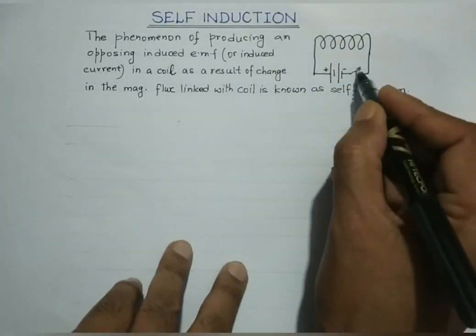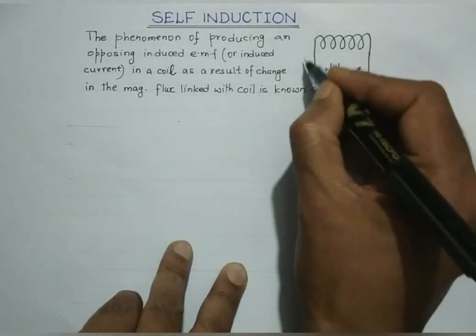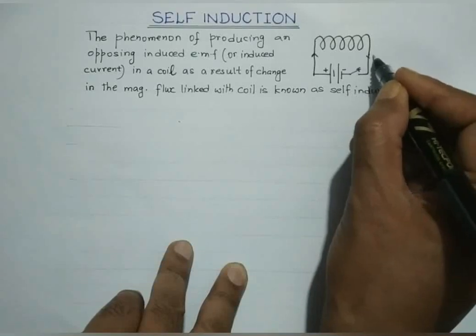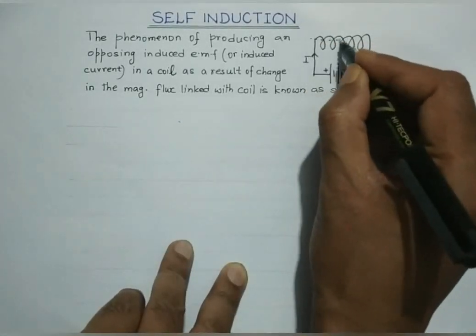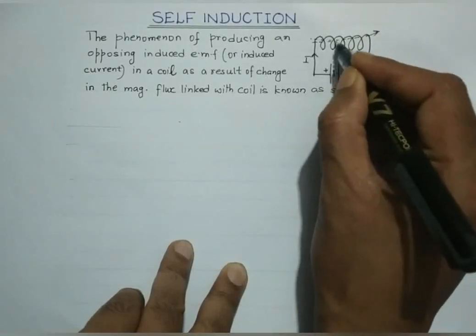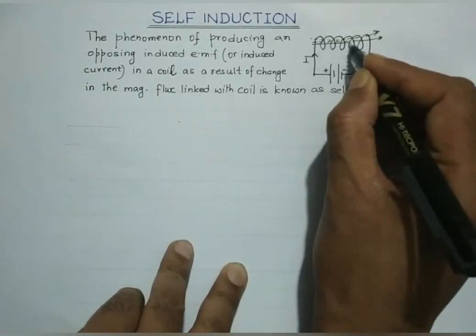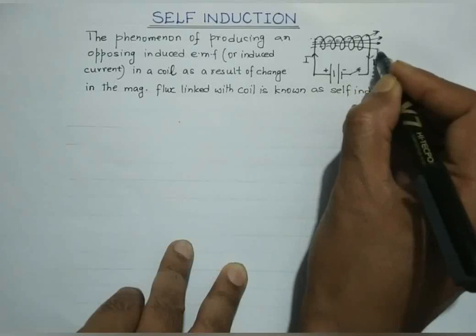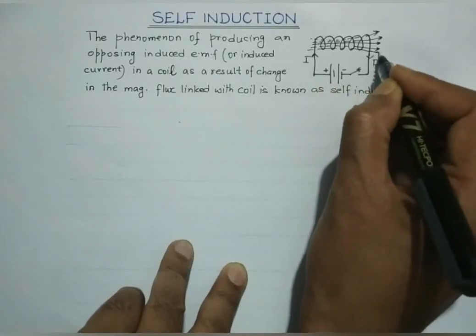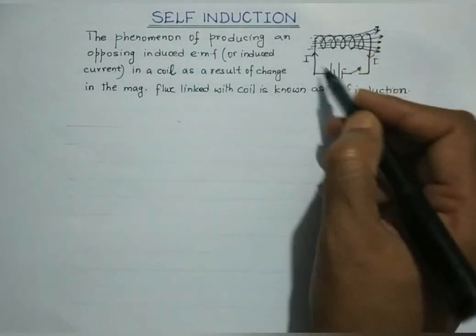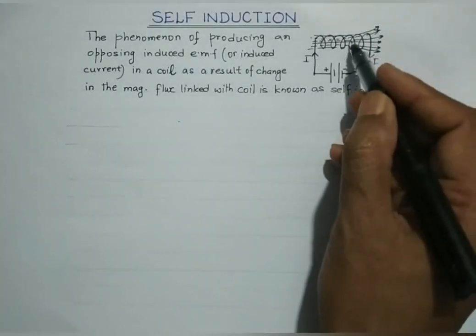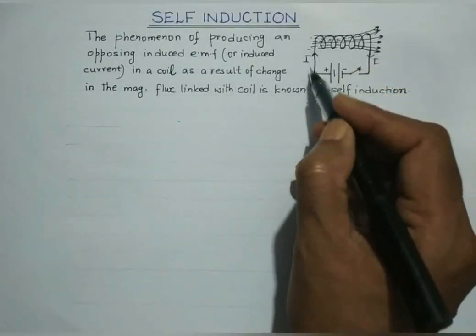Now, when the tapping key is pressed, the current will grow along this direction. This is the applied current. As a result, the magnetic field lines through the coil will also start growing like this. So due to this increase in the magnetic flux, an opposing induced EMF tends to get developed in this coil, which tends to oppose this growing current.